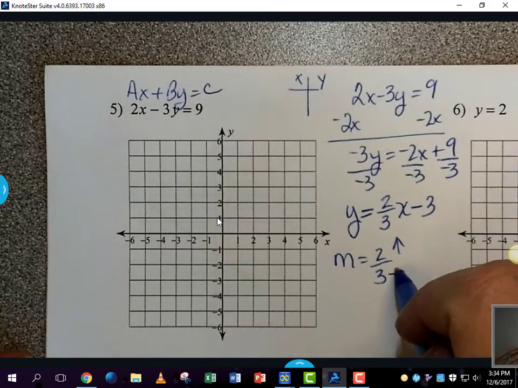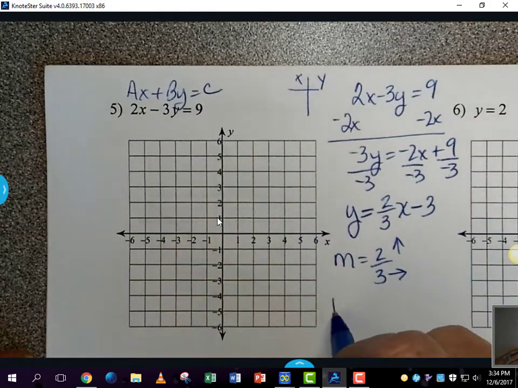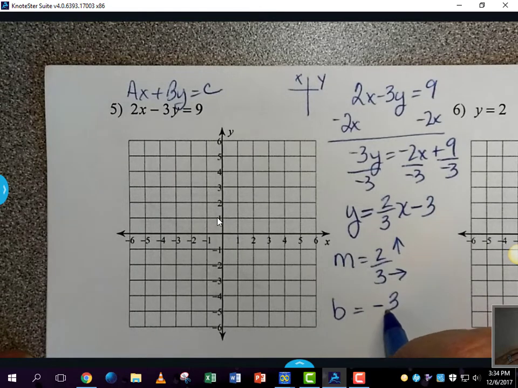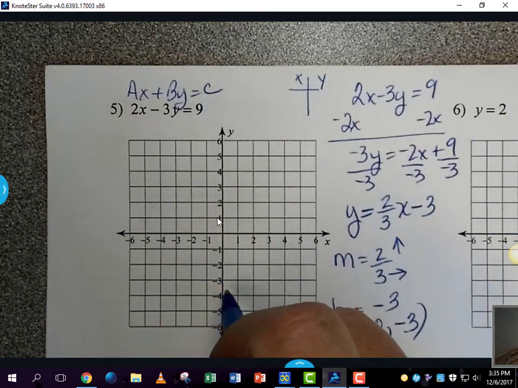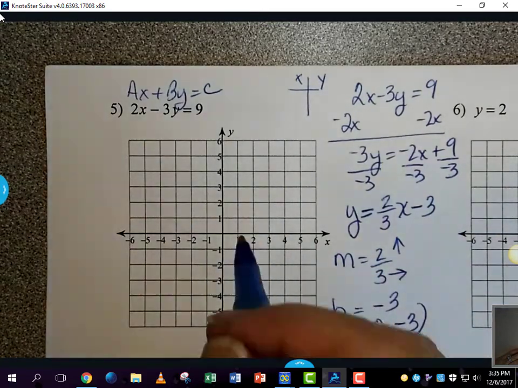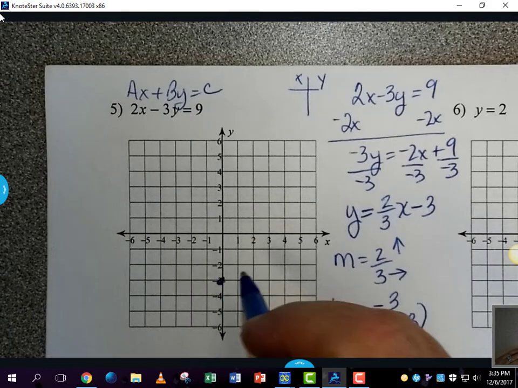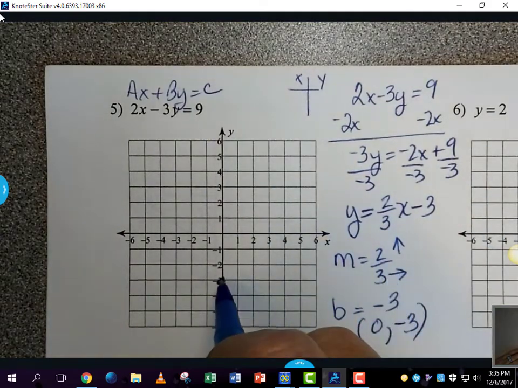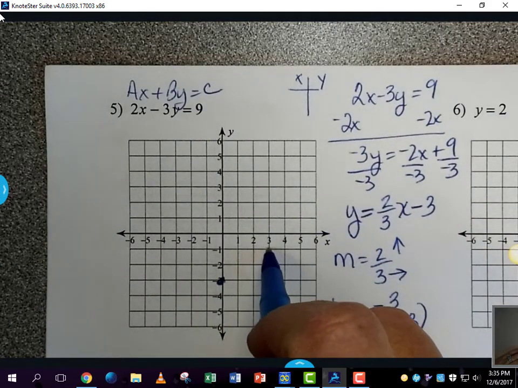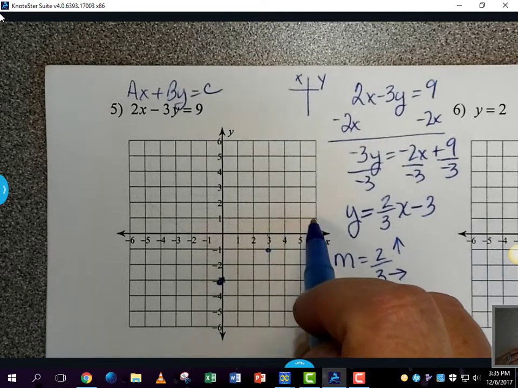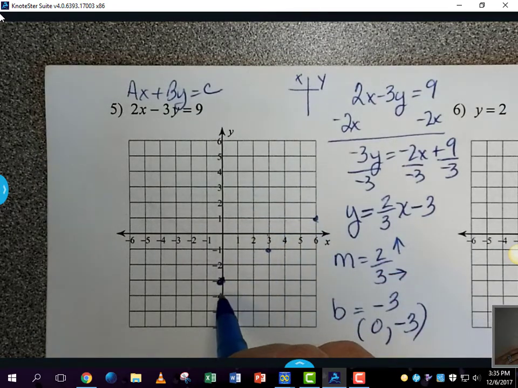Go up by 2 and right by 3, but I need a place to start. b is where I start, which is always the point 0, comma, whatever b was. So 0, comma, negative 3 is where I start, and this tells me go up 2 and right 3. Up 2, right 3, or I could go down 2 and left by 3.